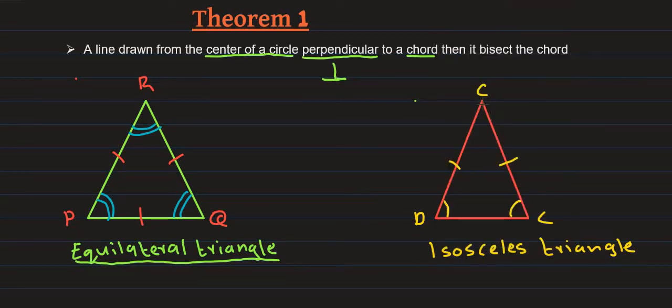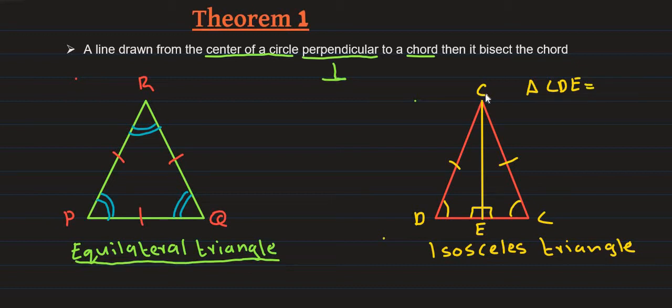Then the line from the center goes to the chord. If the line is perpendicular to the chord CD, then the triangle is isosceles, and the bisector line is perpendicular, 90 degrees. Then we prove triangle CDE.